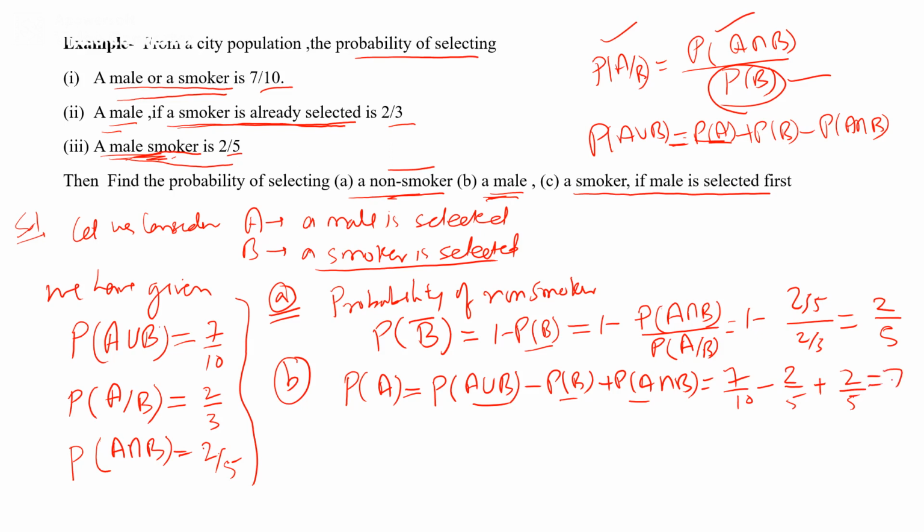So we get 7 by 10. That is the probability of A. It means, sorry, that's 3 by 5. So we get 9 by 10.